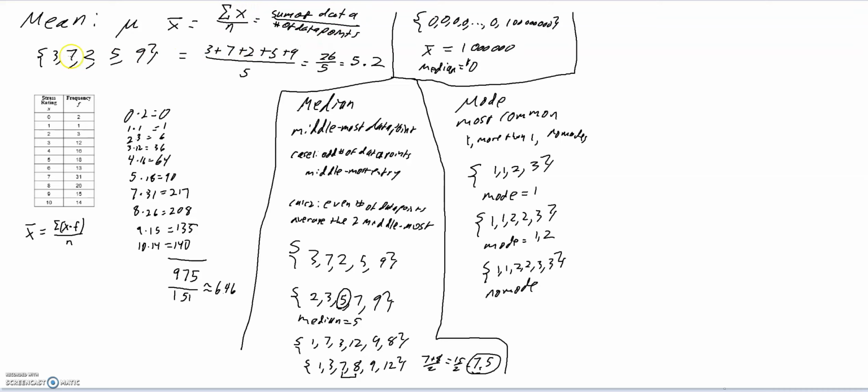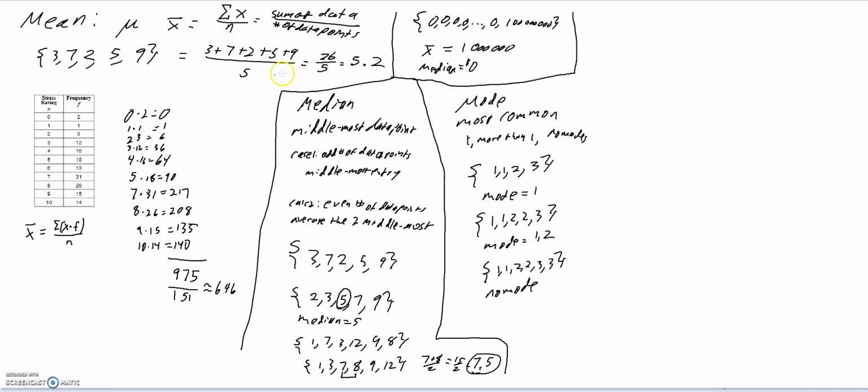Okay. So as an example, if we look at the set 3, 7, 2, 5, 9, and we want to find the mean, well, we add them up. 3 plus 7 plus 2 plus 5 plus 9 divided by 5. So add these all up, we get 26 divided by 5 is 5.2. Okay. So if you're trying to find the mean, add them up and then divide by however many there are.